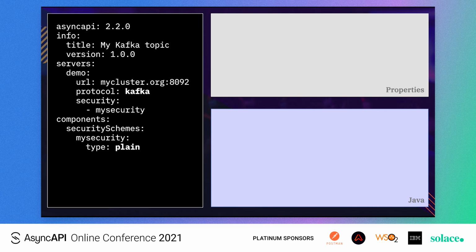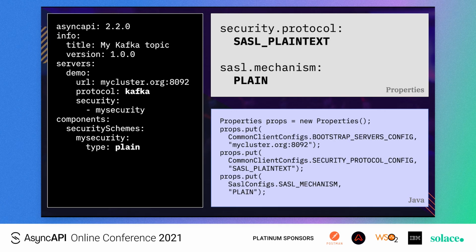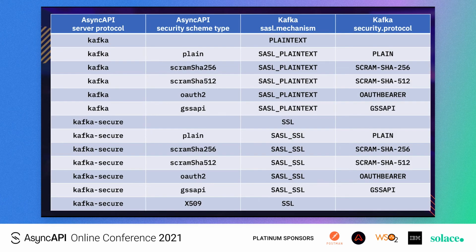So hopefully you get the idea. The server protocol and the security scheme type tell you everything you need to be able to configure a Kafka client application, everything except the credentials themselves. And to sum up, here is the full list of all the possible server protocol and security scheme type values, together with the corresponding Kafka config properties. There are some blank cells here, where you don't need to set a value. So for example, if there isn't a security scheme type in your AsyncAPI document, that means you don't need to set security.protocol in your Kafka client application.